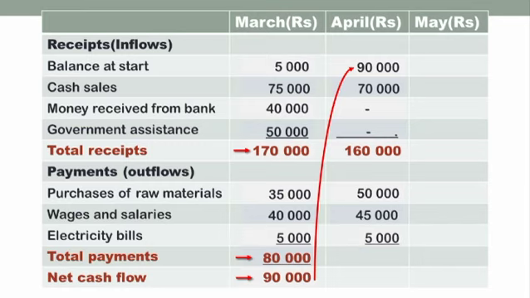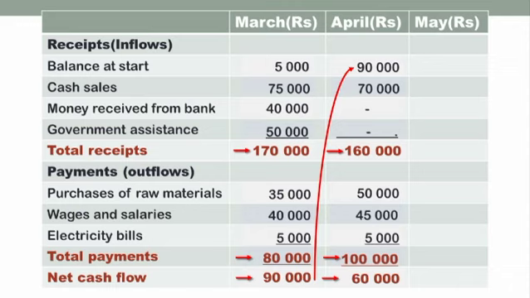For the payments now, purchases of raw materials 50,000 rupees plus wages and salaries 45,000 rupees plus electricity bills 5,000 rupees, which gives a total payments of 100,000 rupees. To calculate the net cash flow, it will be total receipts 160,000 rupees minus 100,000 rupees, which gives a net cash flow of 60,000 rupees.